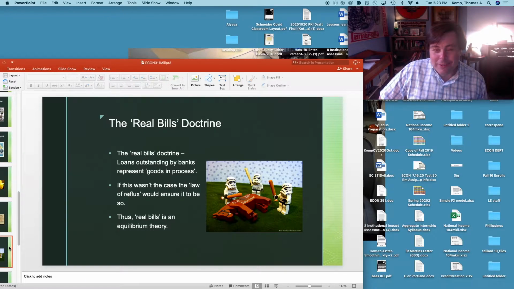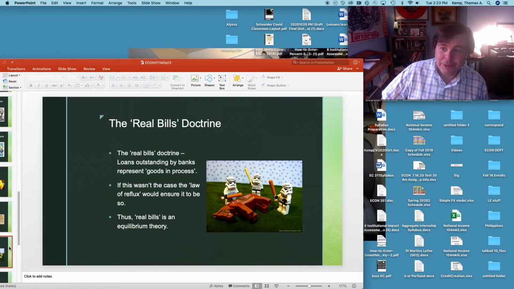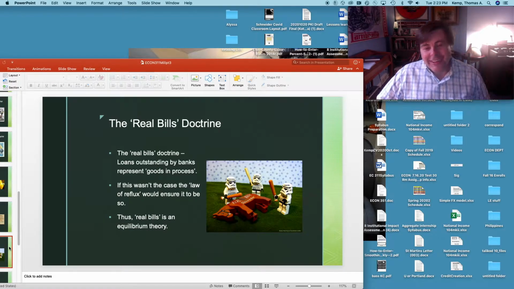But I like this because it comes from a recent blog, right? Obviously this blogger was not a fan of the real bills doctrine, but he's arguing with other people who are, in just the last few years, and they're arguing about the role of monetary policy. So it shows you that this is still sort of up in the air.